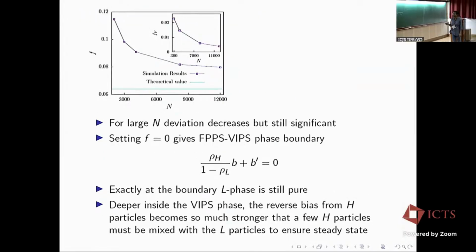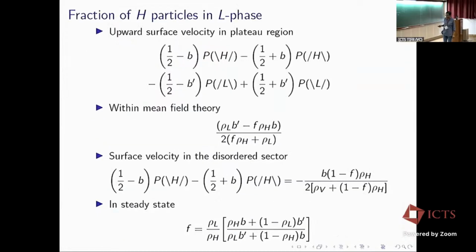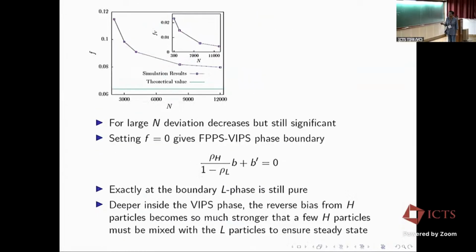When we compute it with our simulation, we find that at small n the gap is really large, but even when n increases, there is a significant gap. Most probably it is because we have used mean field theory, which is not working here. However, this expression is not completely useless. If you put F equal to 0, you get this equation back, which is the boundary line between the FPPS and VIPS phase. So exactly on the boundary line, when the hill has just started crumbling down, the L phase is still pure.